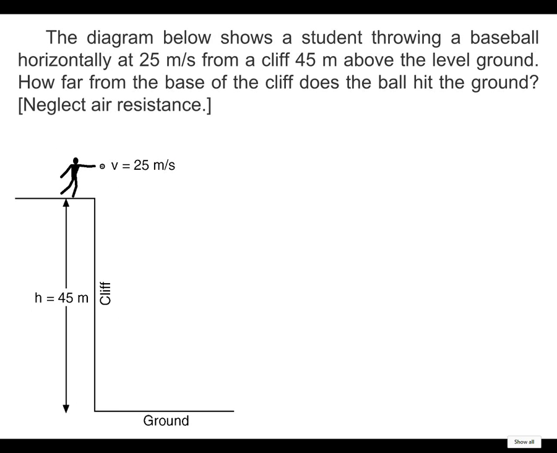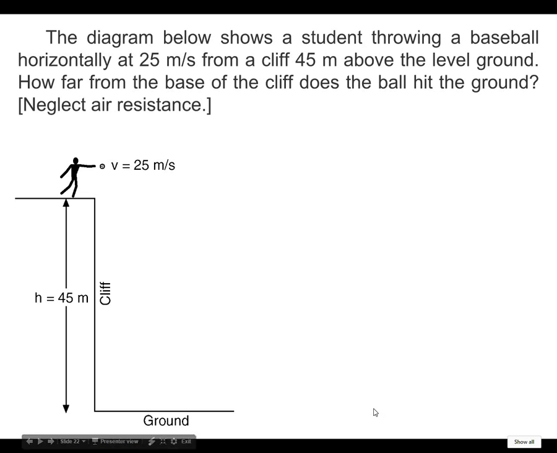A similar problem. The diagram below shows a student throwing a baseball horizontally at 25 meters per second from a cliff 45 meters above the level ground. How far from the base of the cliff does the ball hit the ground? Neglect the air resistance. Once again, we need to calculate how long the ball will travel horizontally.